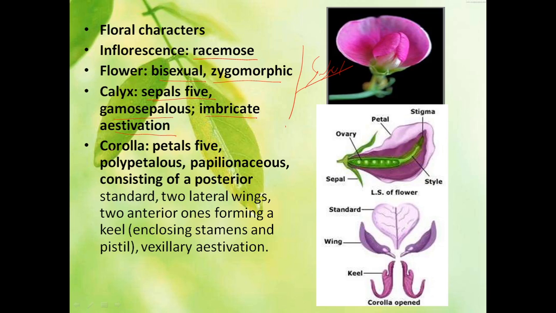If you talk of the corolla, that is the petal part, the petals are also 5, where the sepals are 5. They are mostly polypetalous, papilionaceous, consisting of a posterior standard, 2 lateral wings, and 2 anterior ones forming a keel enclosing stamens and pistils. And the aestivation is vexillary aestivation. We find vexillary aestivation in them.